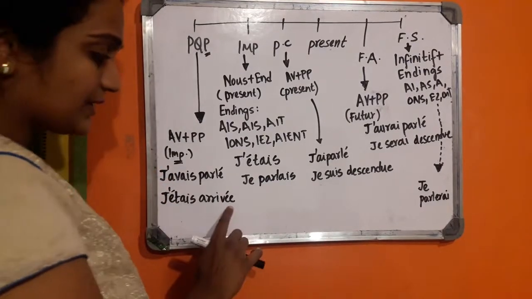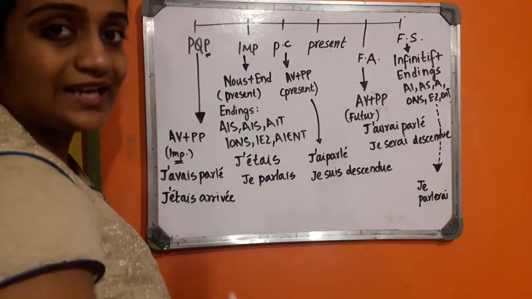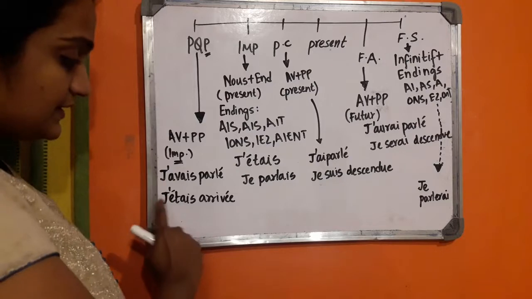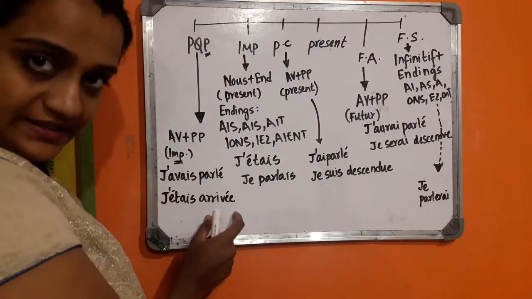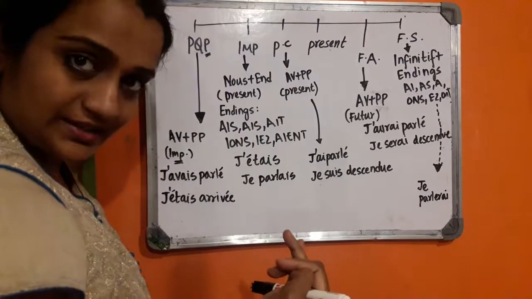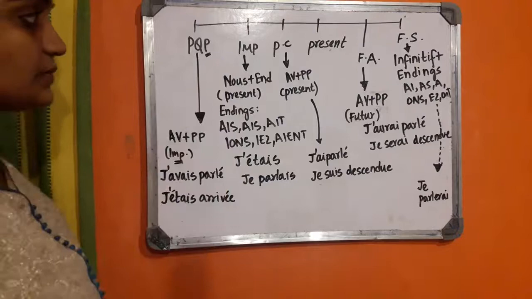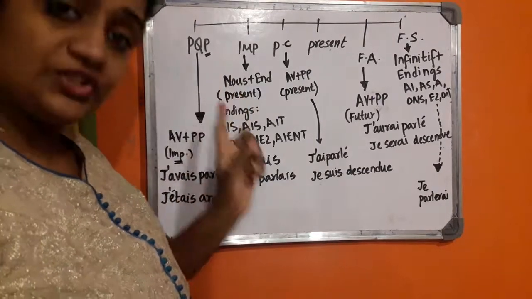If you notice, there's also agreement here. Since I'm a lady speaking, I've written j'étais arrivé with an additional e. So depending on the subject, your participe passé will be taking on the gender and the plurality wherever être is used. Alright, so let's go to the next one, imparfait, which is also known as past continuous.